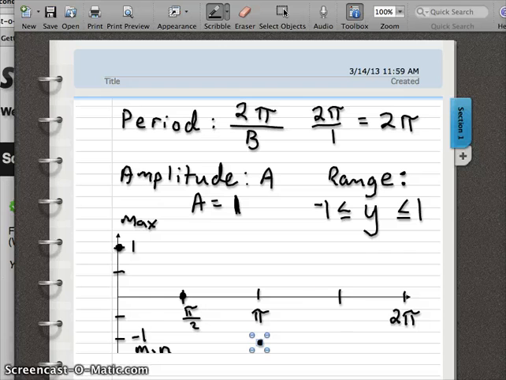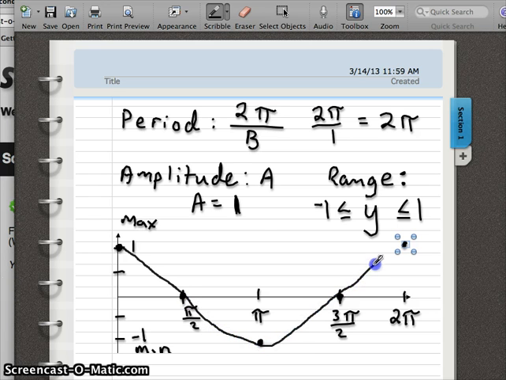And then the last one was 3/4 of our period, which is 3/2 pi. When I evaluate the cosine of that, I get 0 again. And the last point is our full period. If I evaluate the cosine of 2 pi, I get +1 again. So now I just have to connect the dots to see that the shape of a cosine graph kind of looks like a cup.